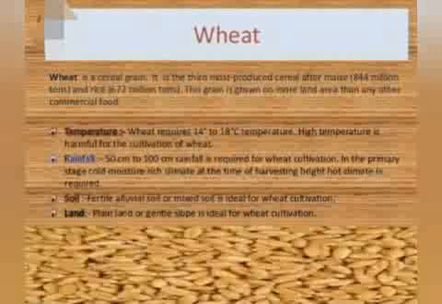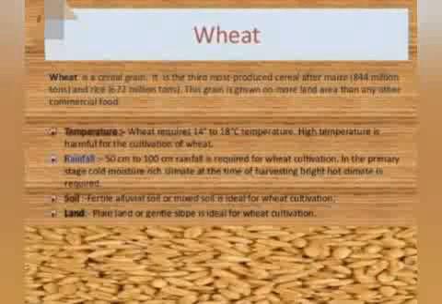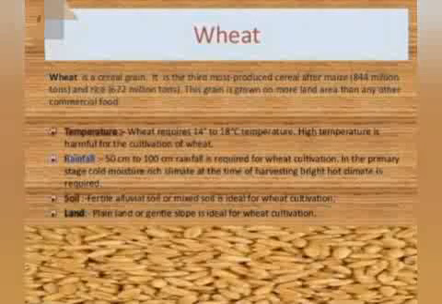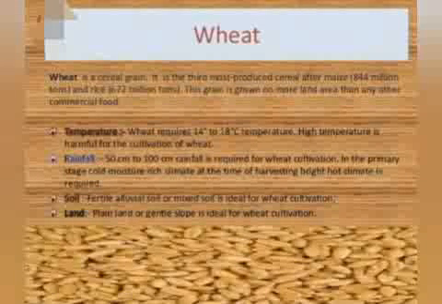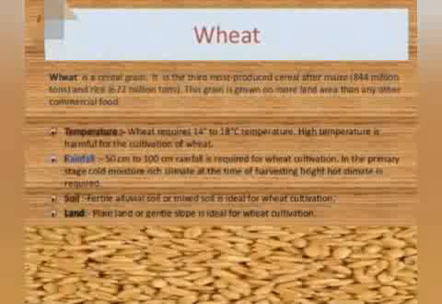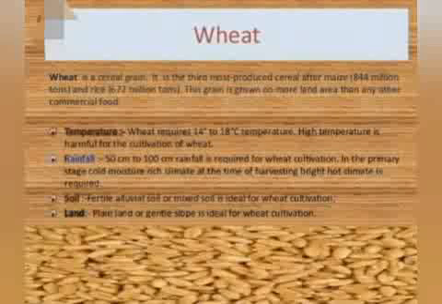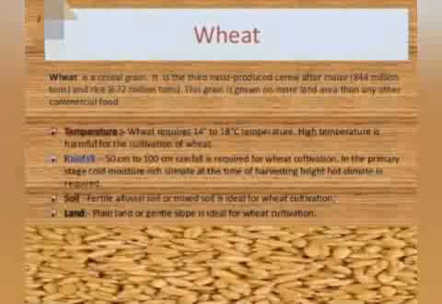Rainfall. It requires 40 to 75 centimeters rainfall. In areas of low rainfall and high evapotranspiration, irrigation is necessary. Soil. Loam is most suitable for wheat. High yields of wheat are also obtained from the Chernozem soil of Ukraine and prairies of United States of America. Labor. Less labor is required. Large machines are used in every operation on large land holdings.